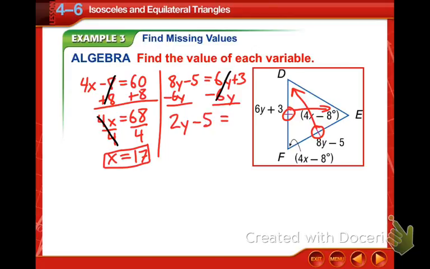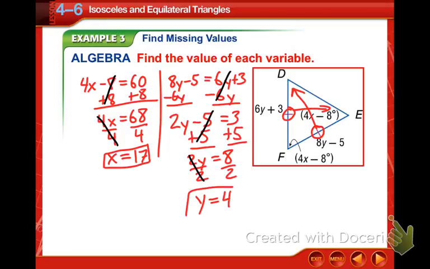minus 5 equal to 3. Now we're going to add 5 to both sides. So 2y is equal to 3 plus 5, which is 8. We divide by 2. 8 divided by 2 is 4.